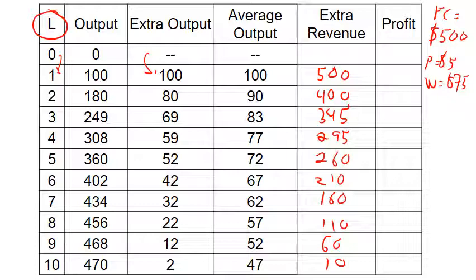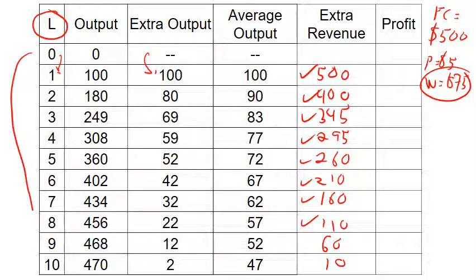I know that as long as the extra revenue is greater than the wage rate, 75, profit increases as L increases. So I can quickly see that we'd like to hire the first unit of L, because 500 is greater than 75, the second, the third, the fourth, the fifth, the sixth, the seventh, and the eighth. We want L to increase from 0 to 8 because the extra revenue of each extra level of employment is higher than the wage we have to pay for each extra level of employment.